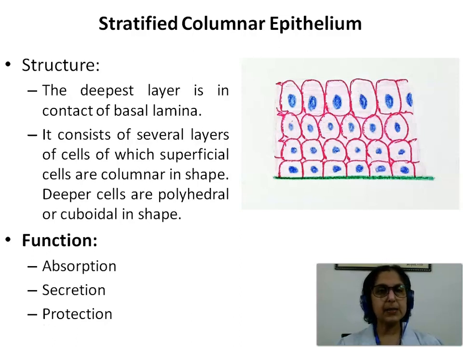Deepest layers are cuboidal or low columnar, and the layers in between will be polyhedral or cuboidal in shape. Same is seen here in the diagram. The basal lamina. The deepest layer is made up of cuboidal or low columnar cells. In between the middle layers, the deeper layers are polymorphous or cuboidal, and the surface cells are columnar. So stratified columnar epithelium. And function of this epithelium is absorption, secretion, and protection.